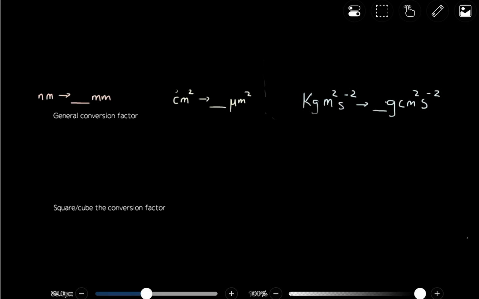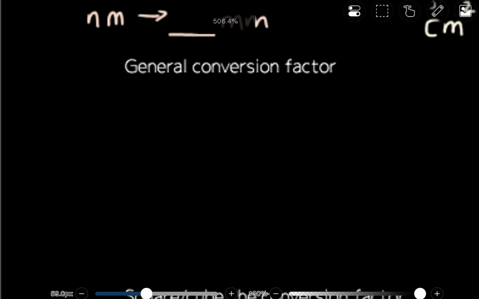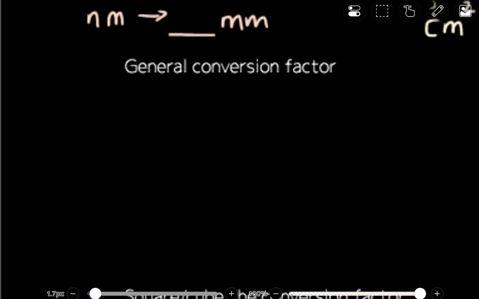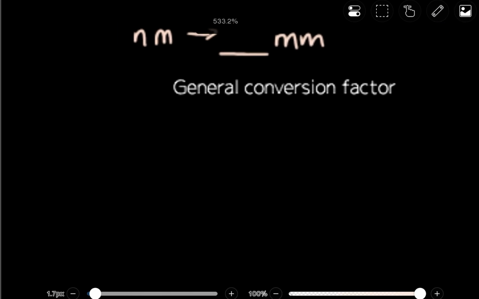Today we're going to look at how to solve complex conversion units. So we've got these three examples and I'll jump straight into it. All right, so we're going to first start with converting a nanometer to a millimeter. My first step is always just to establish a general conversion factor. Okay, I'll give you the question at hand.